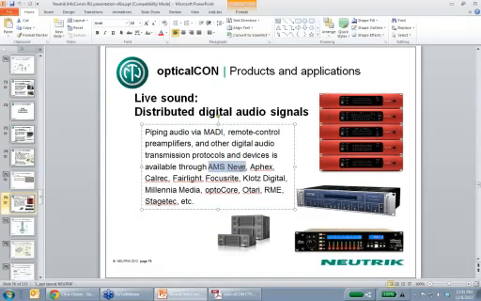AMS Neve, which is an old classic name in analog audio, is doing these networks now, as is Apex, Telrec, Fairlight, Focusrite, Klotz. Even companies like Millennia Media are putting transmission devices and remote control devices on their preamps. So this idea of distributing digital audio is always increasing. Let me move to the next slide here.